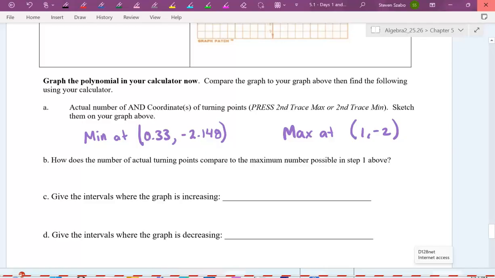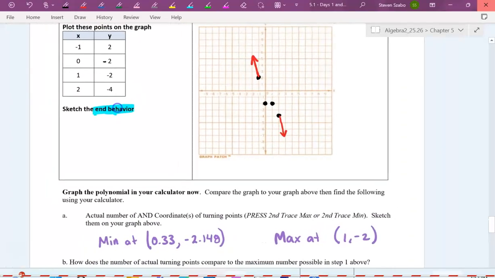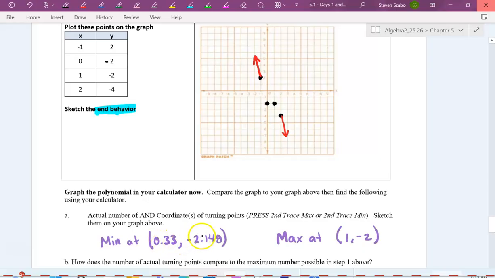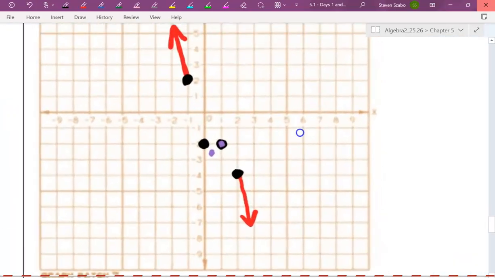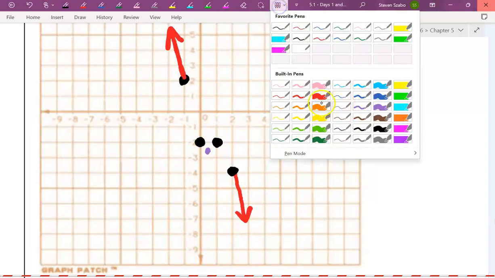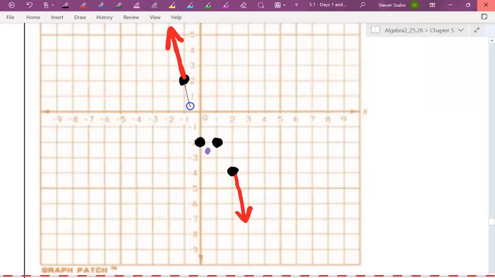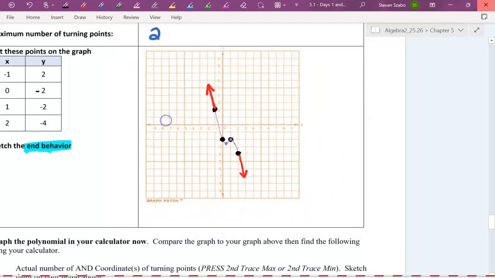And I can sketch this now. I can add that to my sketch. I have a minimum at 0.33 and negative 2.148. So it's somewhere in between 0 and 1 and a little bit past there. So it's barely in there, but it's in there. And my maximum is 1, negative 2. Well, I already have that point plotted. So if I zoom in there to try to sketch the rest of this, go to a smaller purple pen, I know that I'm connecting these. I am curving down, up, and down, and I have a much more accurate sketch of what's happening.